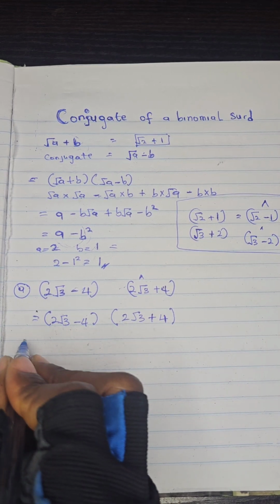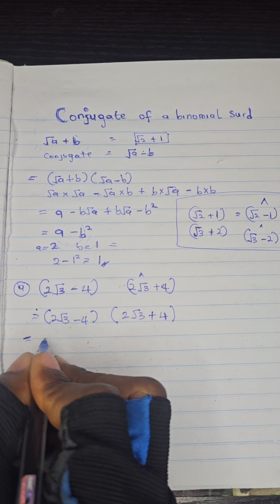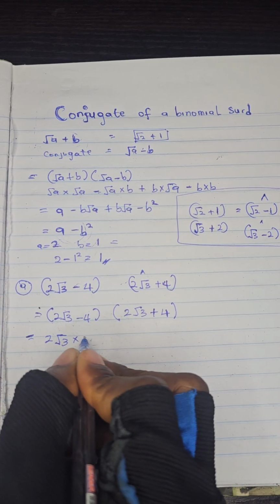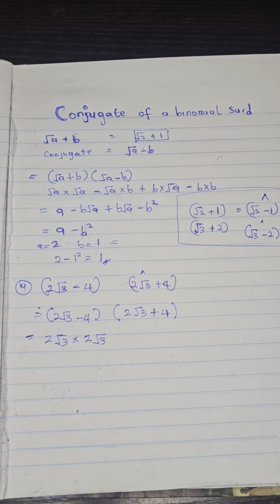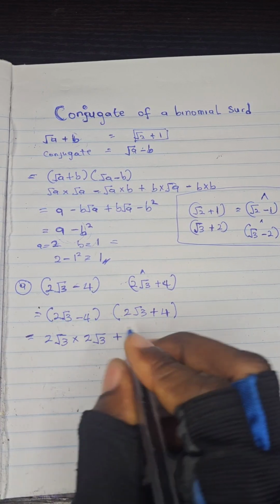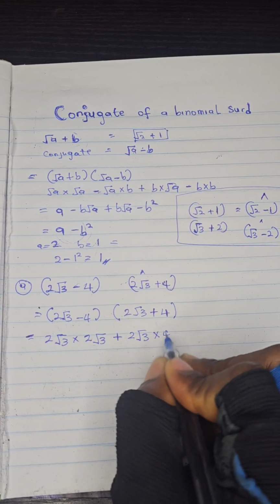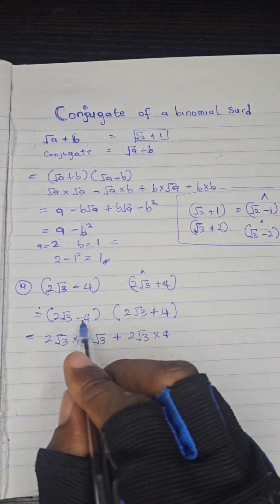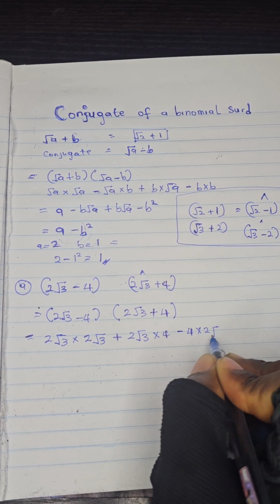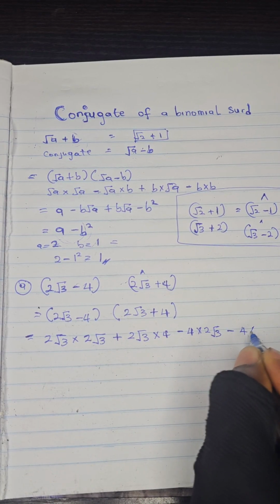So we use our normal rule we did in the multiplication of binomials. We just have something like 2 root 3 multiplied by 2 root 3. That's the first one. Second one, plus 2 root 3 multiplied by 4. Third one, now there is negative here and there is positive here, so minus 4 multiplied by 2 root 3. Final one, negative here, positive here, so minus 4 times 4.